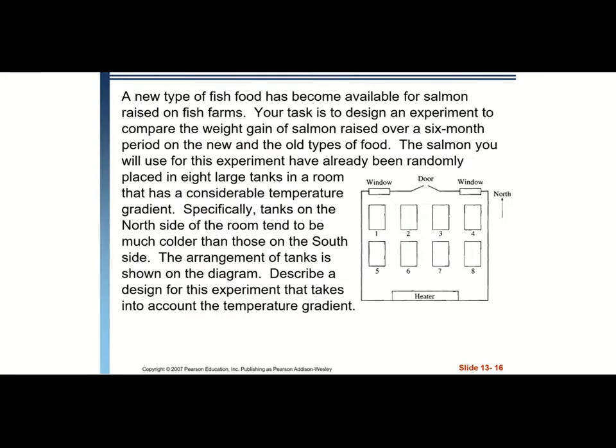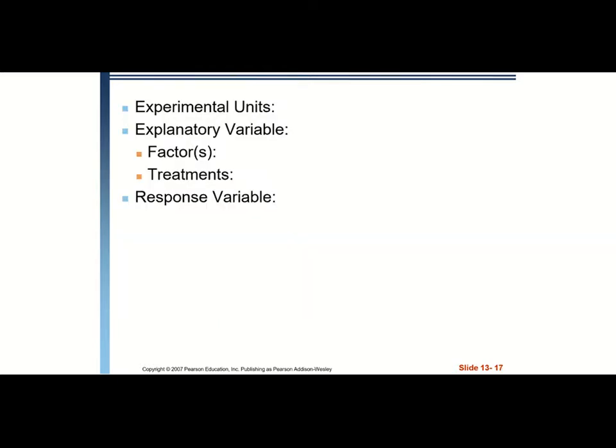All right, this is our main example for the chapter. Read through this example, pause the video, and then go ahead and fill out on your notes those 4 questions about experimental units, explanatory value, etc. You can stop when you get to number 5. The experimental units are the 8 tanks holding the salmon.